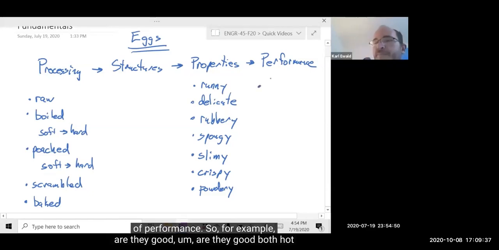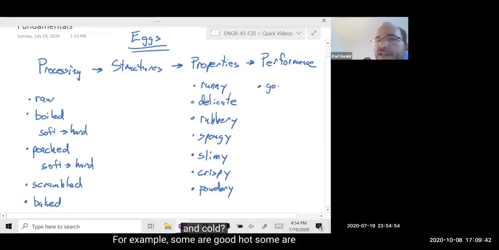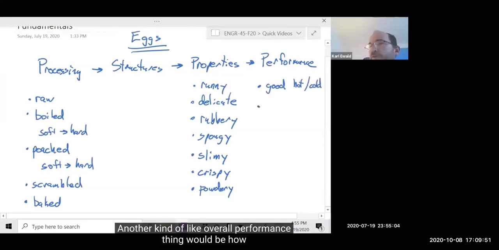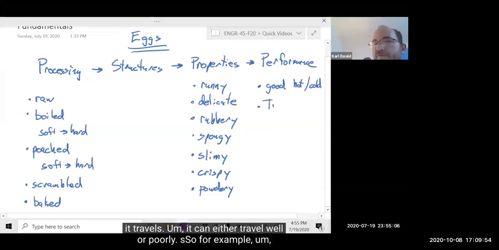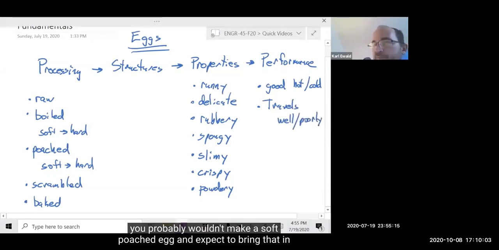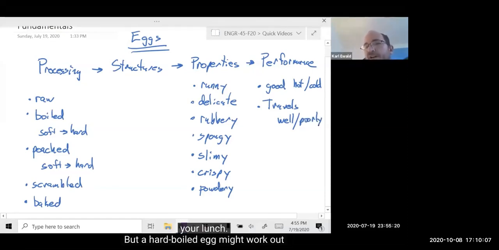So for example, are they good both hot and cold? Some are good hot, some are good cold, and maybe both, or maybe one or the other. Another overall performance thing would be how it travels. It can either travel well or poorly. For example, you probably wouldn't make a soft poached egg and expect to bring that in your lunch. But a hard-boiled egg might work out just great.